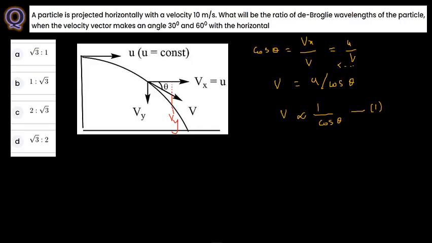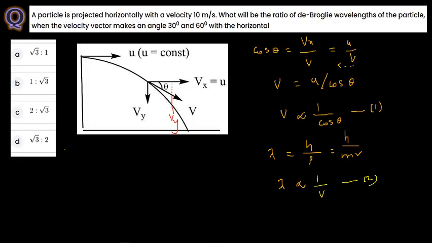Next one, de Broglie wavelength. So lambda is equal to h divided by p, that is h divided by m into v. Now, lambda mainly depends not on the mass. Mass is not going to change, and the Planck constant is not going to change. The only thing that changes is the velocity of the particle. So lambda is inversely proportional to 1 divided by v. This is equation number 2.